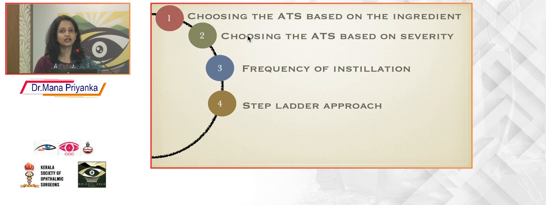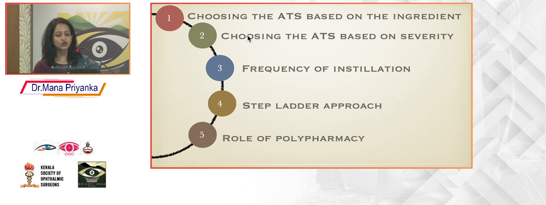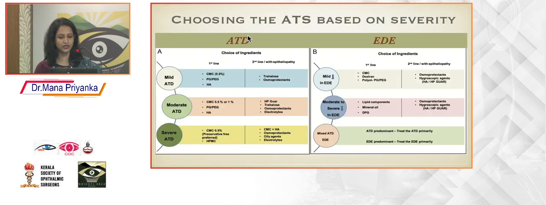Stepladder approach: for milder cases, start with one agent and if required other agents can be added, whereas in more severe cases, start with the maximum therapy so that you control the symptoms immediately and treat the ocular surface, and then it can be stepped down based on how the patient is, once the ideal point is reached. Role of polypharmacy: we know that a lot of ingredients are there. By mixing and matching them we can get the best result and give the best comfort to the patient. Follow-up is very important in all patients, because if any ATS is not working we can switch to the second line or add on a drug again for the patient's comfort.